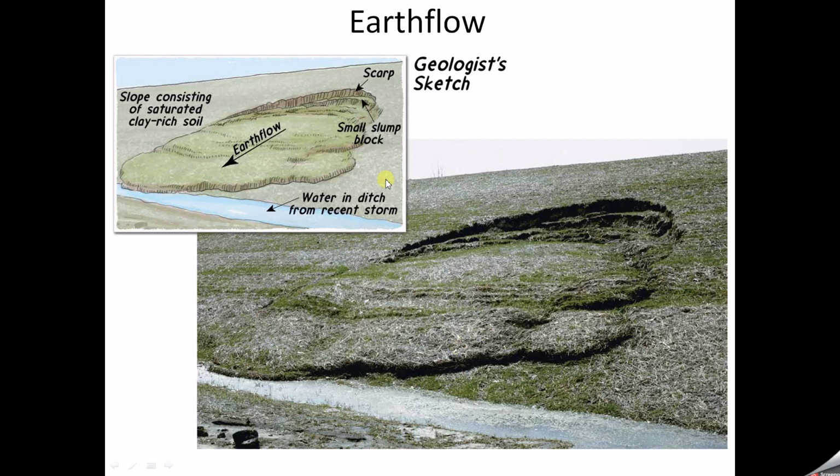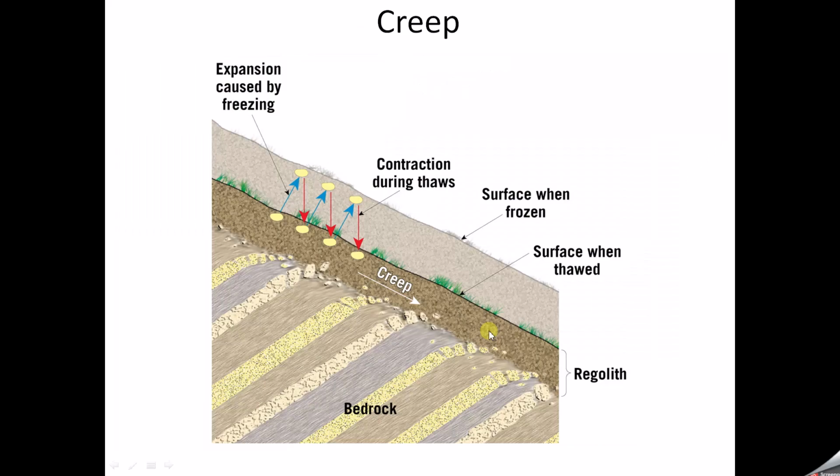Earth flow happens on the sides, the hillsides of the valley. In creep, here we have these grains during freezing and thawing, with expansion caused by freezing and then contraction caused by thawing. Freeze, thaw, freeze, thaw. It goes down the hill, down the slope. It's very slow, and this is the regolith layer.